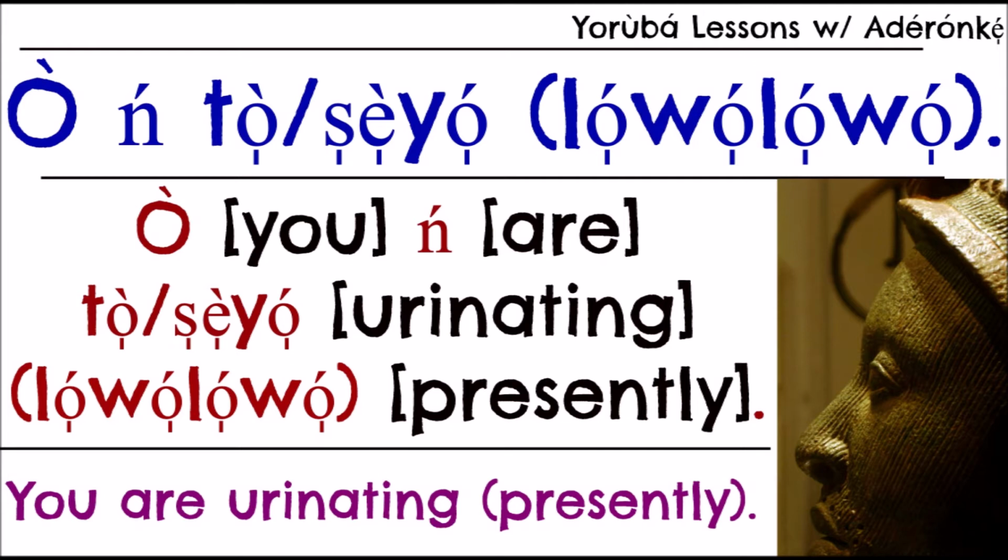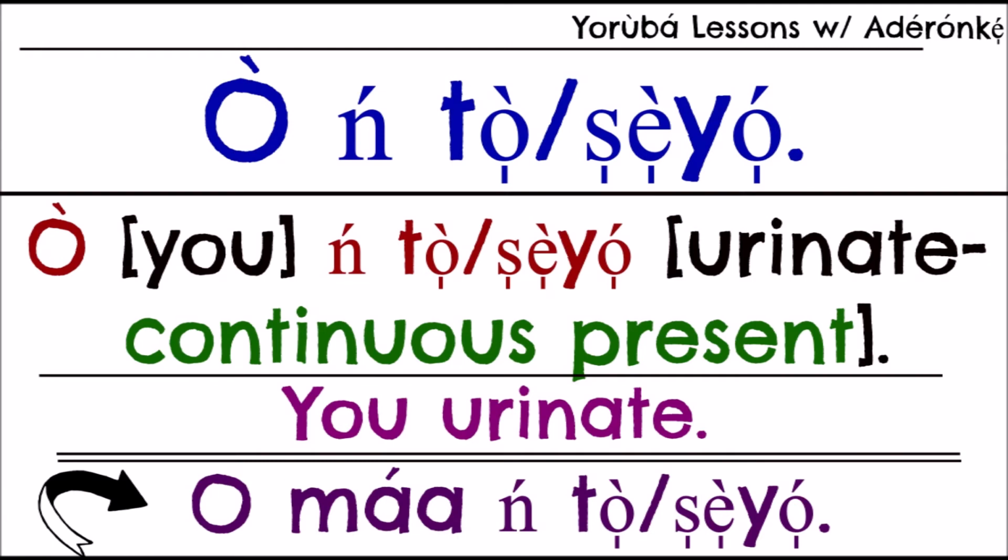Then moving on to the continuous present. Unto, unsheyo, o is you. Unto, unsheyo is urinate in the continuous present form. So it would be you urinate. And if you like, you could also say umanto, umansheyo. It's still you urinate. If you like, you could include man. If you like, you could just leave it as is. It's still the same thing, you urinate.